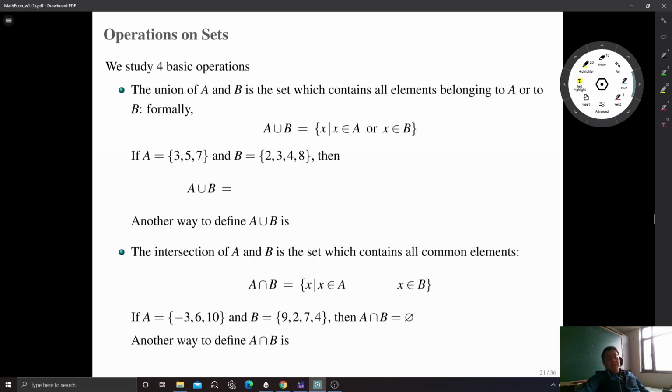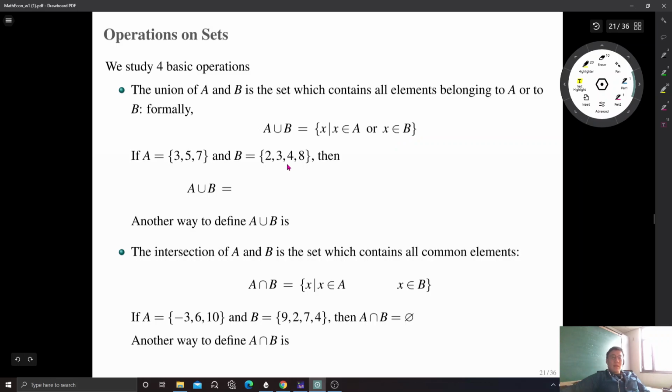And how to operate on sets? We're going to study four basic operations. First, the union of two sets. The union of A and B is defined as the set which contains all elements belonging to set A or to set B. Formally, A union B is the set of elements x such that x is an element of A or an element of B.